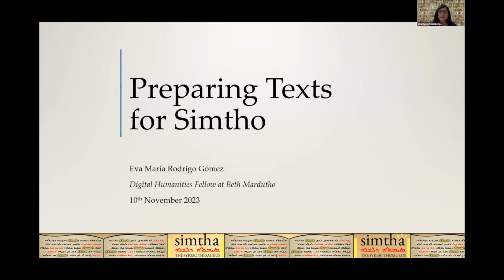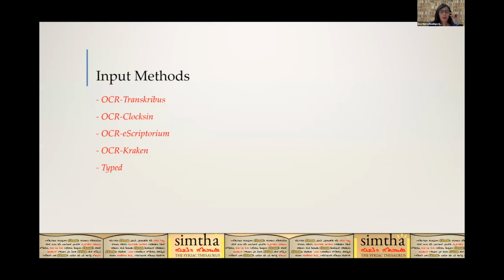So Simtho, as a thesaurus, has the goal to contain a comprehensive corpus of Syriac text, both published and unpublished. The main upgrade of this version, as has already been told, is to include all the academic published Syriac text available until now. The work was done mainly using OCR to transcribe them and then correct them. There were several OCR engines used: Transkribus, Cloxin, Scriptorium, and finally Kraken, the purest one. Michael has just explained how this process works, so I will not repeat it.